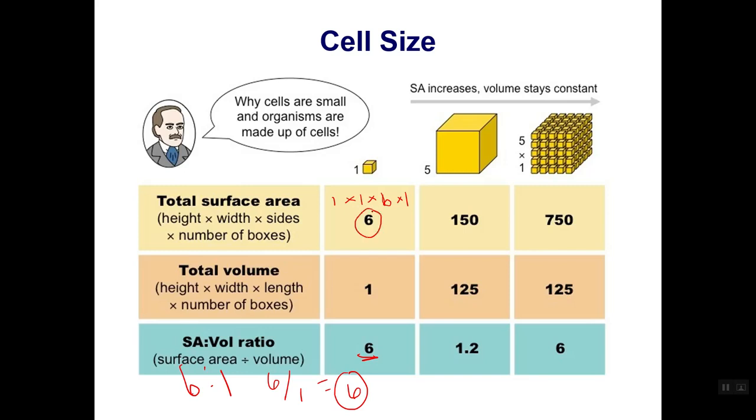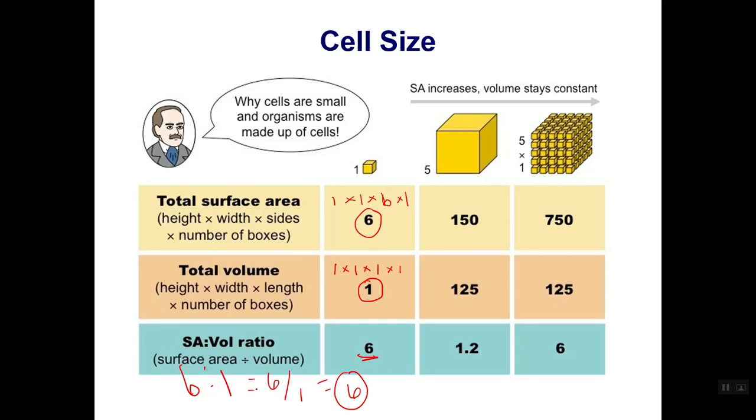That gives you 6. If we calculate the volume, we have the height, which is 1, times the width, which is also 1, times the length, which is also 1, and times the number of boxes, which is also 1, which gives us 1. 1 times 1 times 1 times 1 is 1. Okay, so now the surface area to volume ratio is simply taking the surface area and setting it in a ratio format to the volume, which would be 6:1.